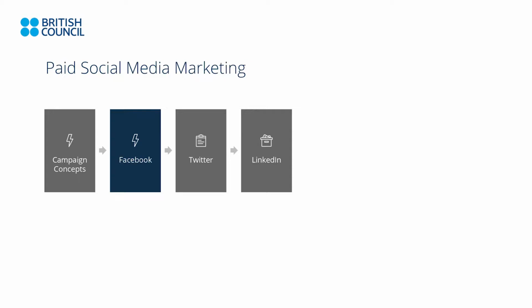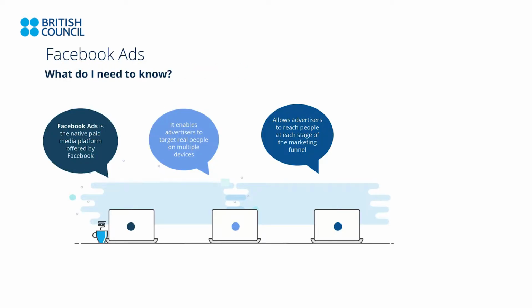All right, now let's go to the platforms themselves. We're going to talk about Facebook and Instagram. We'll talk about Twitter, and we'll talk about LinkedIn. Facebook ads, what do you need to know? First of all, Facebook ads is a native paid media platform offered by Facebook. It enables advertisers to target real people on multiple devices and allows advertisers to reach people at each stage of the marketing funnel.